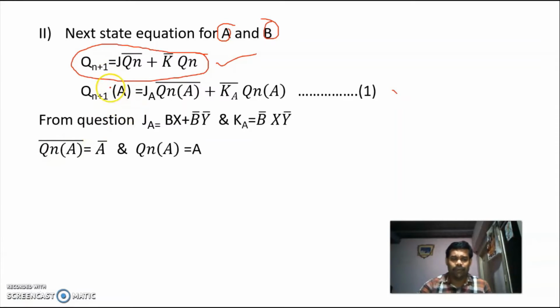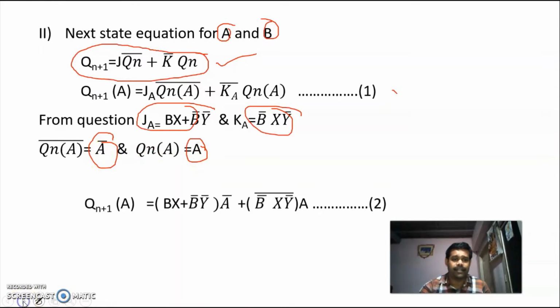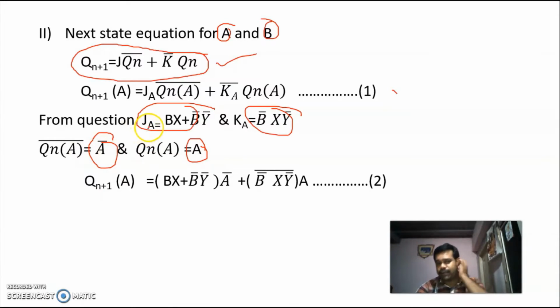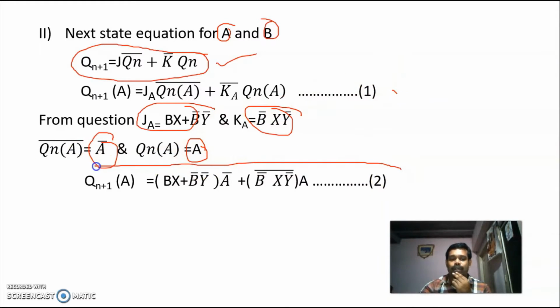First we modify it for A. In the place of J we put JA, in the place of K we put KA, and in the place of Qn we put A. Now from the question they have given the values of JA and KA, and Qn bar of A is nothing but A bar, and Qn of A is nothing but A. These are the outputs of the flip-flop. Next, we substitute these values of JA, KA, Qn bar and Qn in equation 1.